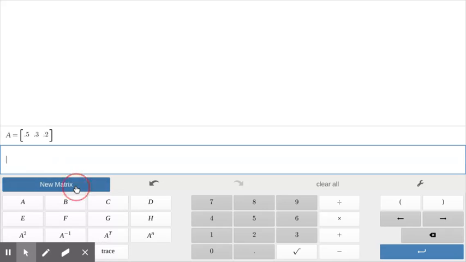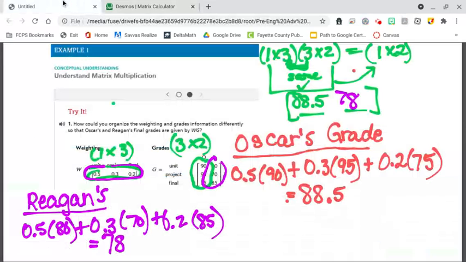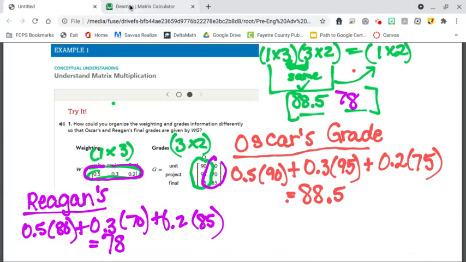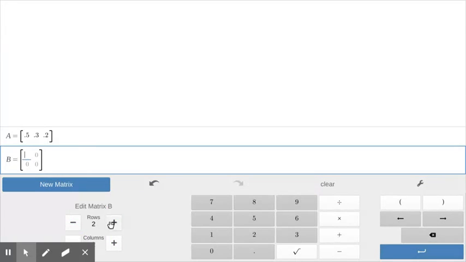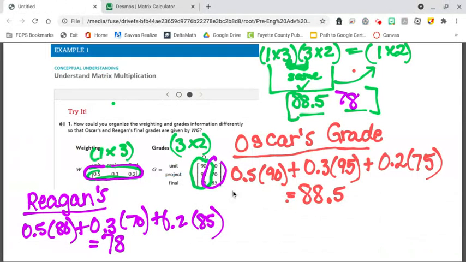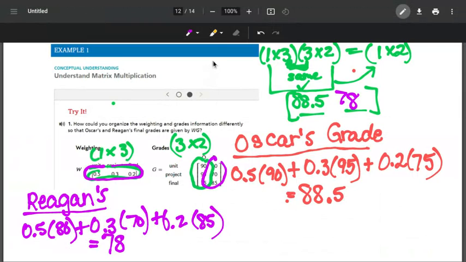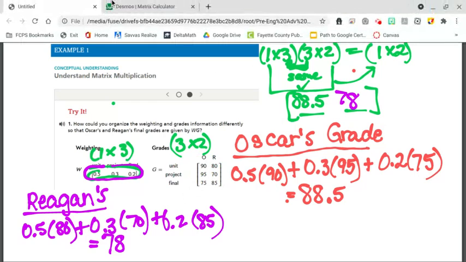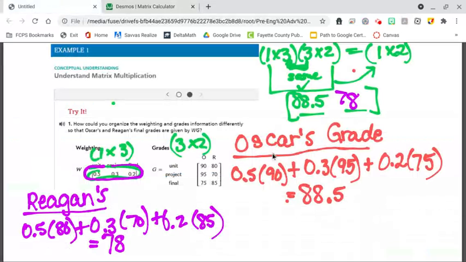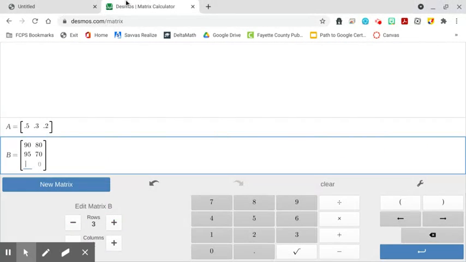Okay, now I'm going to make another matrix. This time I want 3 rows and 2 columns. And then I'm going to enter the numbers here. 90, 80, 95, 70. And then 75, 85.